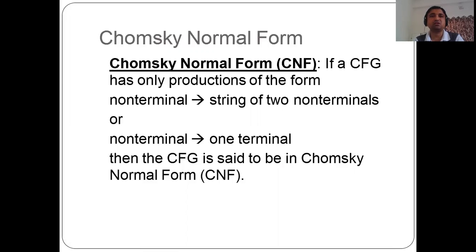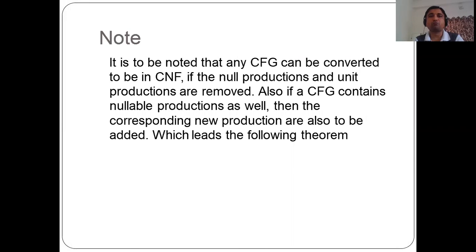If a CFG has only productions of the form where a non-terminal node goes to a string of a maximum of two non-terminal nodes, or a non-terminal node goes to one terminal node, then that context-free grammar is known as Chomsky normal form. We can get Chomsky normal form from any context-free grammar by removing the various null productions and unit productions. For that, we have to follow a certain process or theorem.